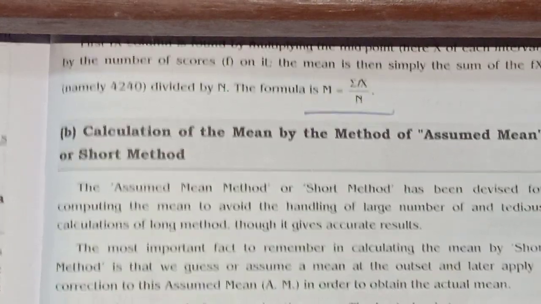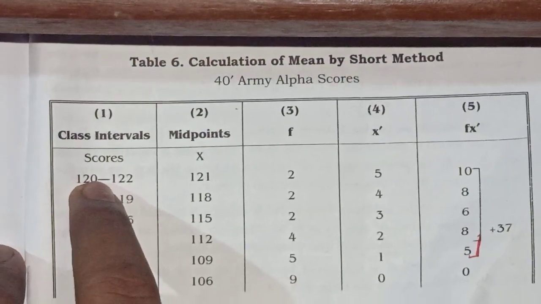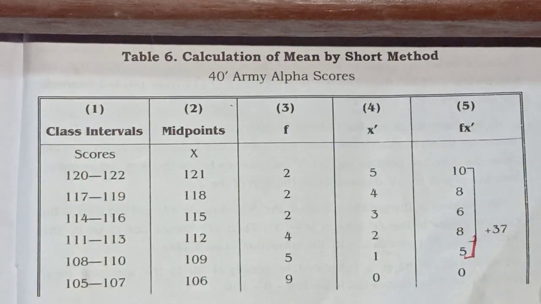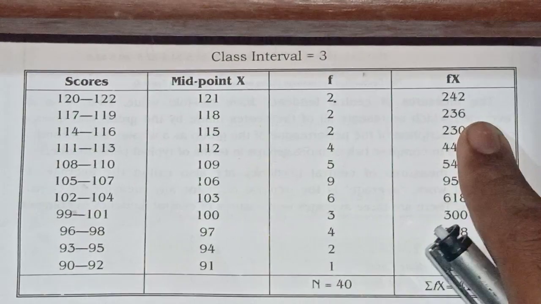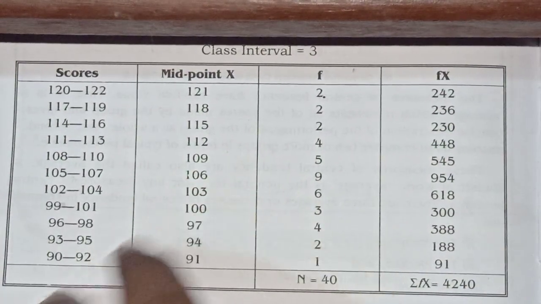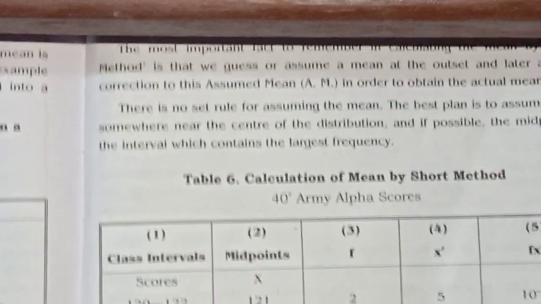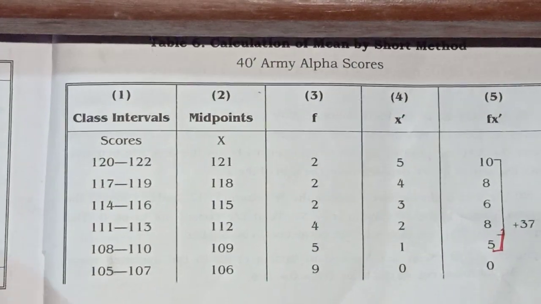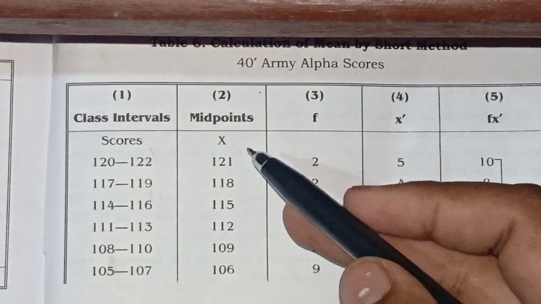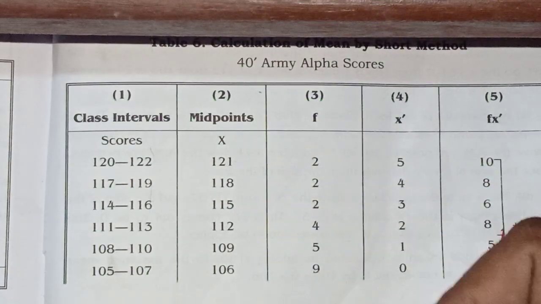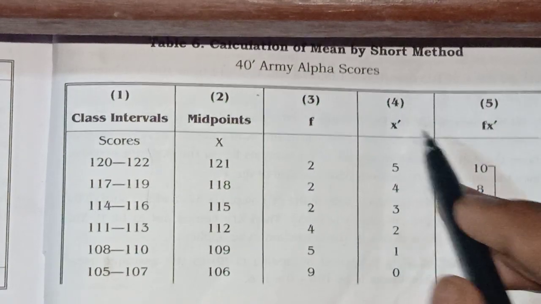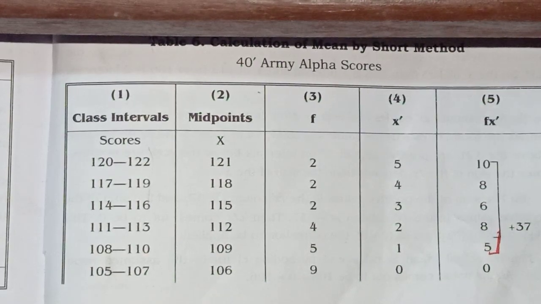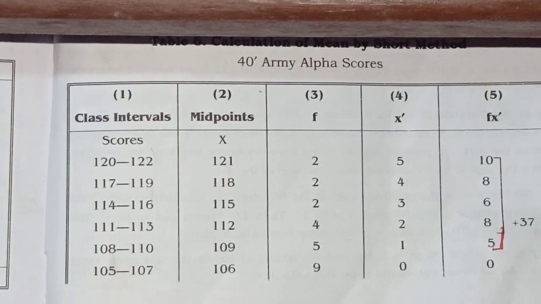What is the short method? This is the data here. You will see a little difference in the previous data and this data. Previous data is here. Okay, this is the previous data, simple class interval data, but a little difference is here in the short method. What is the difference? Class interval is given, x, which is midpoint. Midpoints are given, frequencies are given. What are these two things? X dash, fx dash. What is this? X dash is, we assumed this is the midpoint.